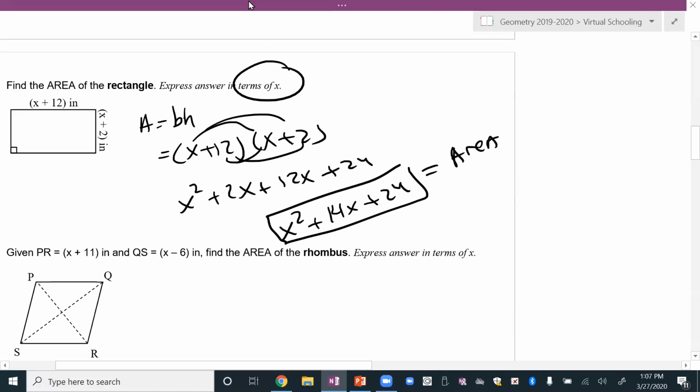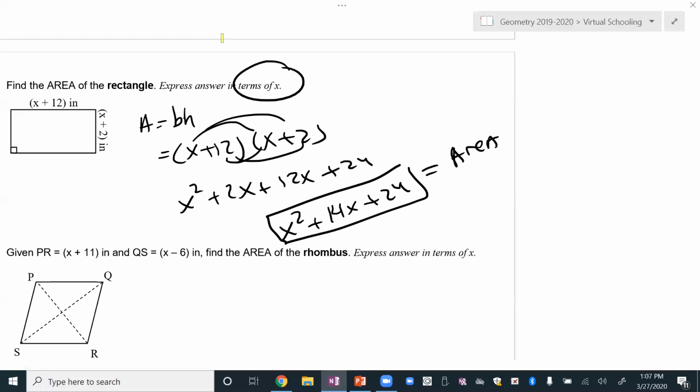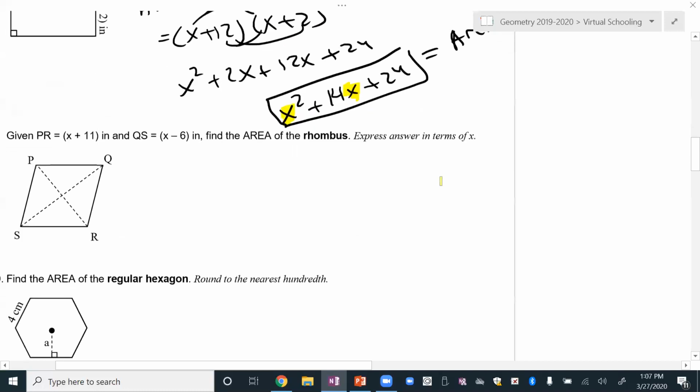And so that would actually be your final area for that one, okay? Because you're expressing it in terms of x. You don't need to go ahead and solve for it. It's just asking you to express it in that way. So that'll be your final answer for that one.